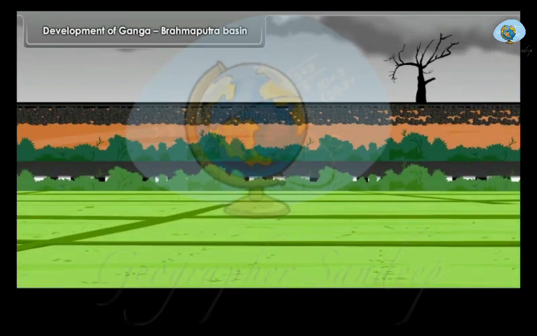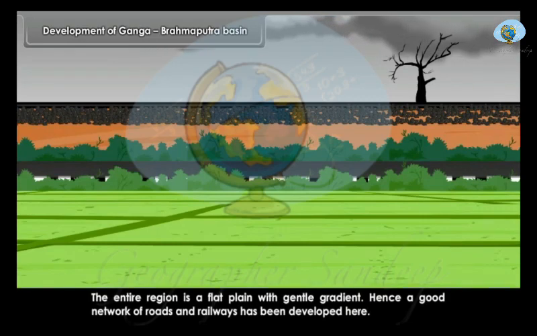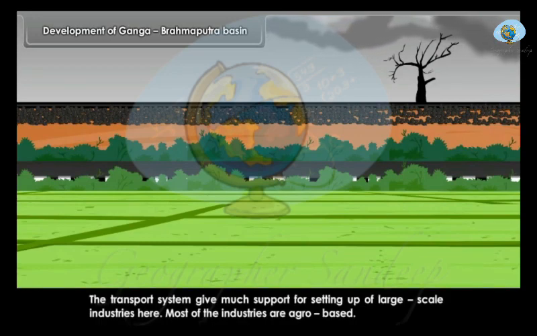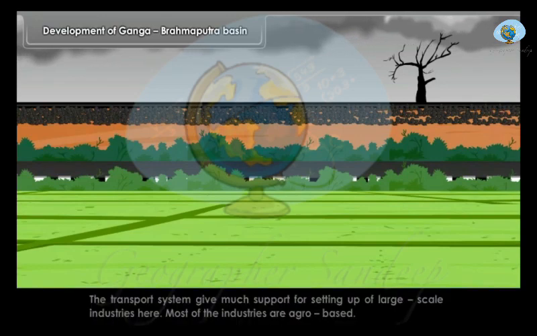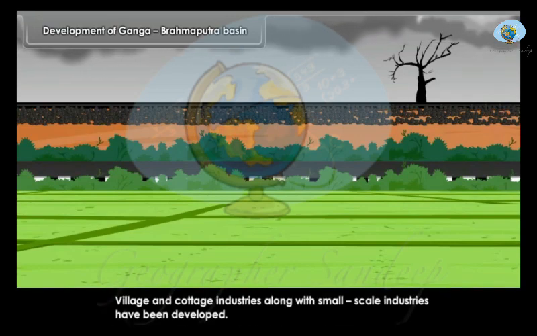Development of Ganga-Brahmaputra basin. The entire region is a flat plain with gentle gradient. Hence, a good network of roads and railways has been developed here. The transport system gave much support for setting up of large-scale industries here. Most of the industries are agro-based. Village and cottage industries along with small-scale industries have been developed.